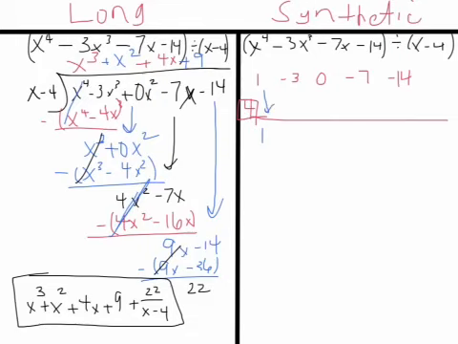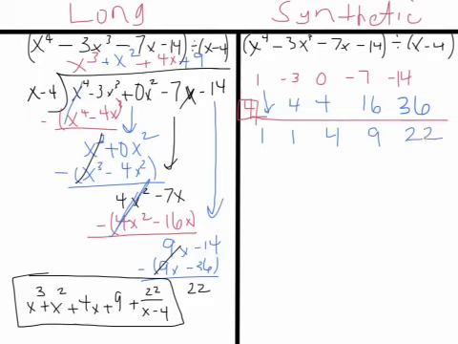So there's the 1. 4 times 1 is 4. And then I'm going to add up and down. So that's a 1. And again, 4 times 1 is 4. Then I add, 0 plus 4 is just 4. 4 times 4 is 16. Then I add, negative 7 plus 16 is 9. Same thing, 4 times 9 is 36. And I add up and down, negative 14 plus 36 is 22.